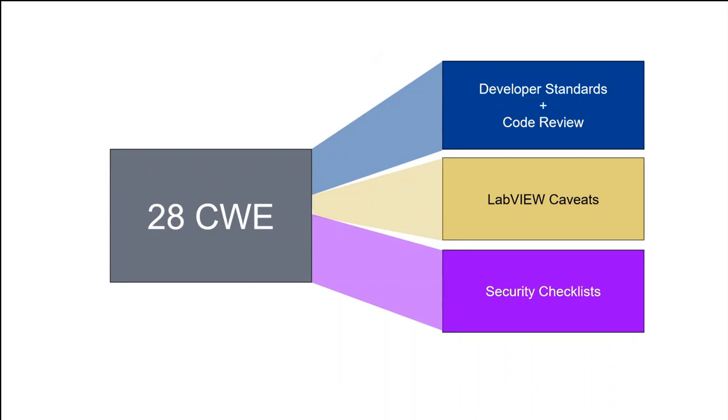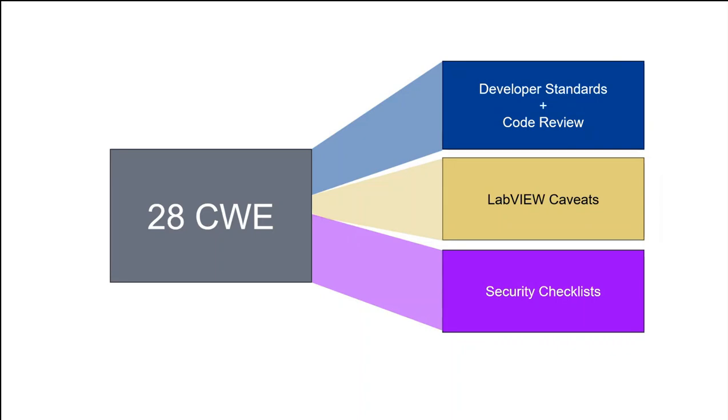We took those 28 CWEs, and we just talked about how some of them were addressed by security checklists. Some are addressed by LabVIEW caveats, by just saying LabVIEW operates in a different way. The way it handles memory is different. The way it handles user interface or build applications is different. And then some are addressed through developer standards.